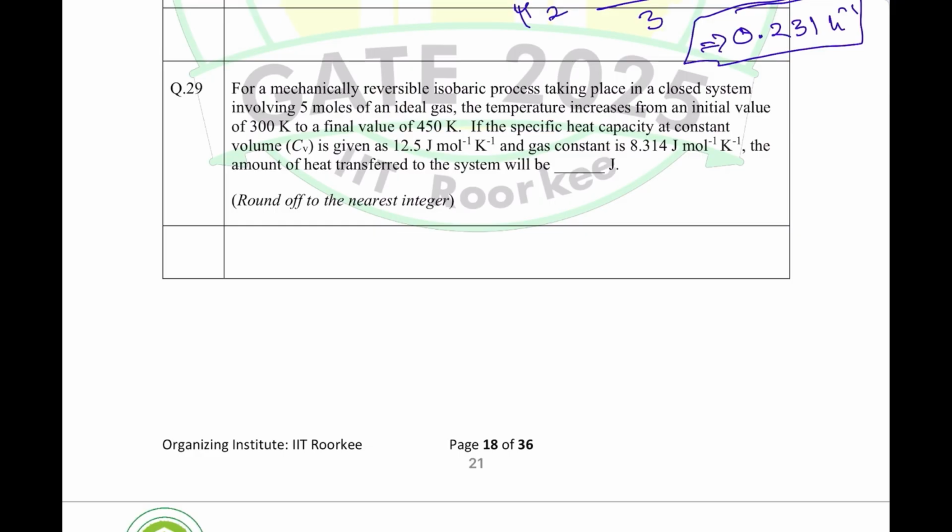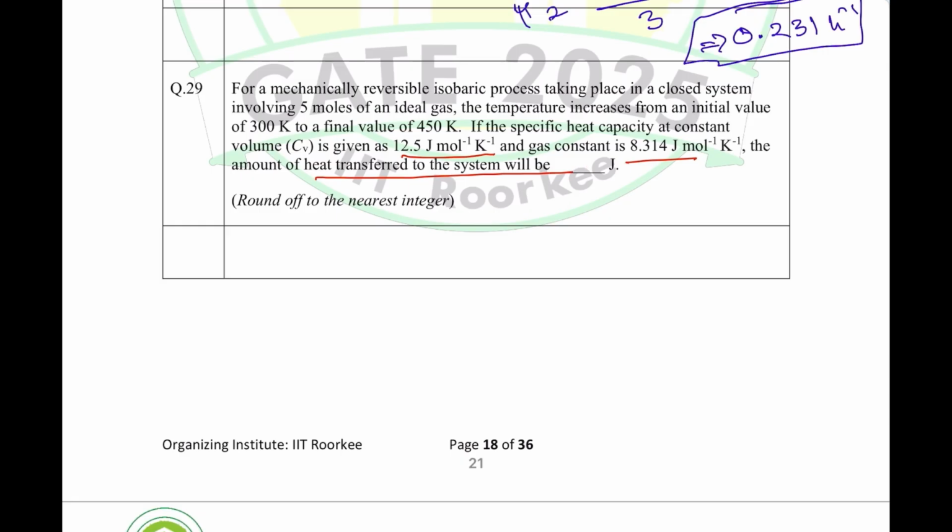For a mechanically reversible isobaric process taking place in a closed system involving 5 moles of an ideal gas, the temperature increases from an initial value of 300 Kelvin to a final value of 450 Kelvin. If the specific heat capacity at constant volume Cv is given as 12.5 joule per mole per Kelvin, and the gas constant is 8.314 joule per mole per Kelvin, the amount of heat transferred through the system will be.